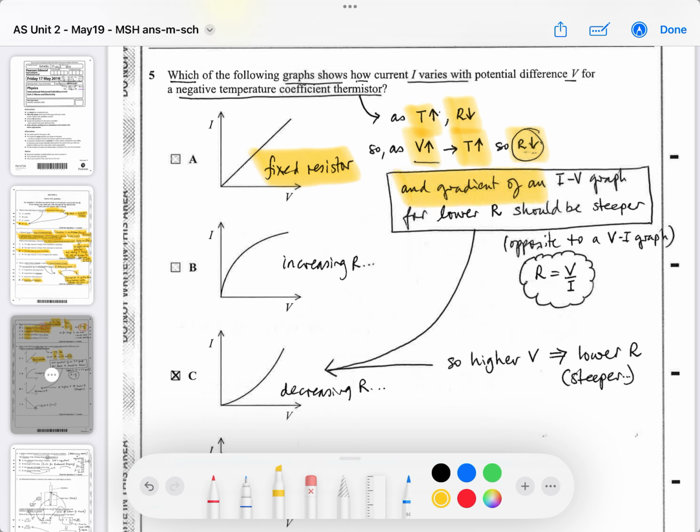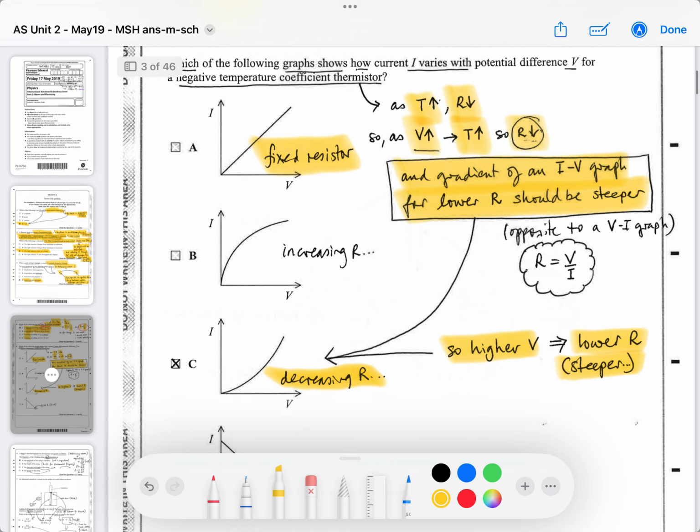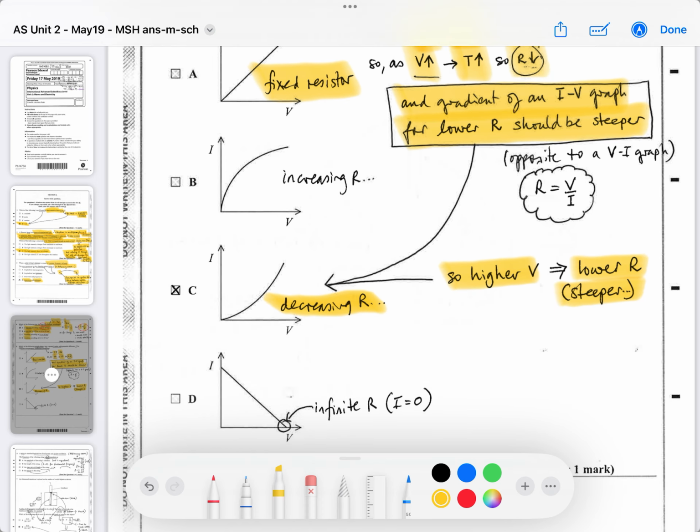We're looking for, as the voltage goes up, the resistance going down. The gradient of an IV graph for lower R should be steeper, so the steeper it is, the lower the resistance will be. Remember, voltage is on the x-axis, so higher V for this one will be a lower resistance. As it gets higher V, the steepness increases, so the resistance decreases. So the answer will be C. This one has infinite resistance, which wouldn't be correct, and this one has an increasing resistance. You want a decreasing resistance with voltage, and the only one is C.